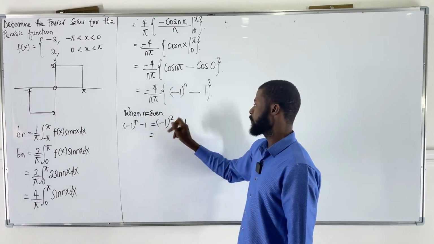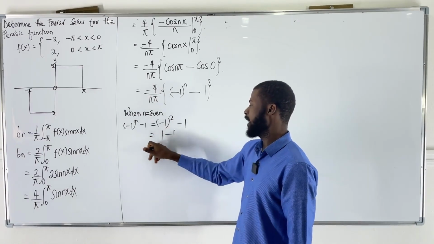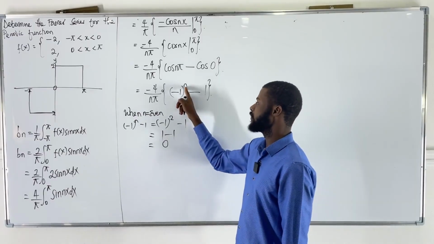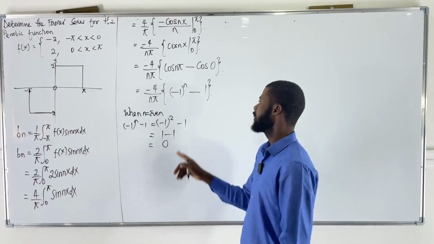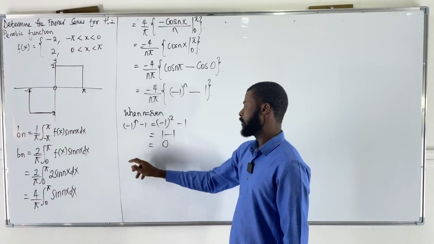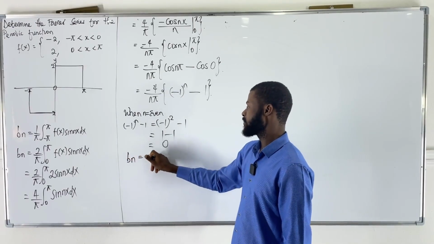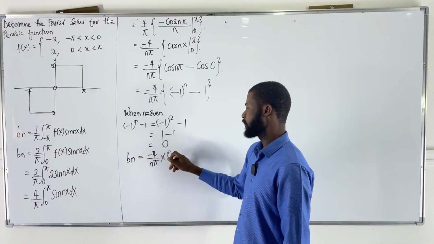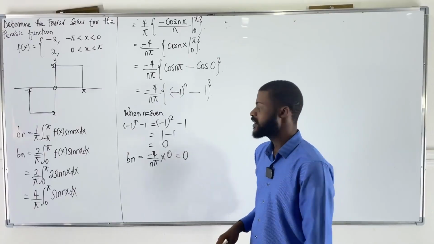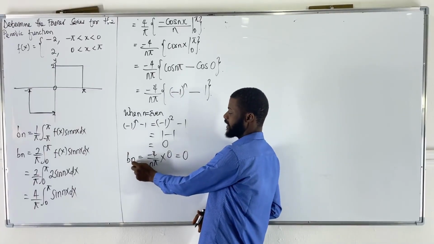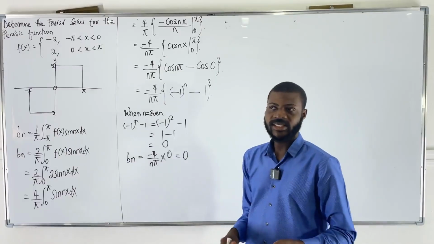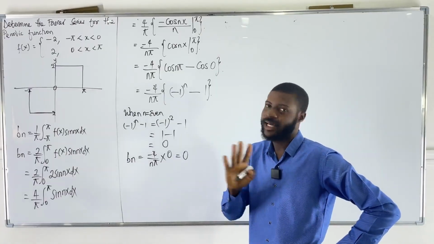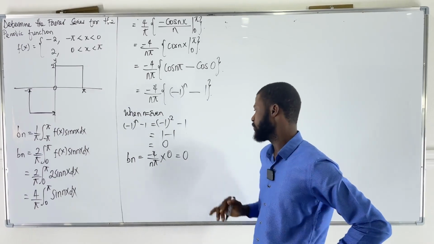Now minus 1 squared is 1. So 1 minus 1 is what we have, and that's 0. So what this means is whenever n is even, no matter the even number you pick, this bracket will be 0. So this means that b sub n, which is minus 4 over n pi times this bracket, will now be 0. So whenever my n is even, my b sub n is 0. So you can see that life becomes easier. I just know that whenever I'm evaluating my Fourier series, I don't need to put even values. It's just going to be 0.